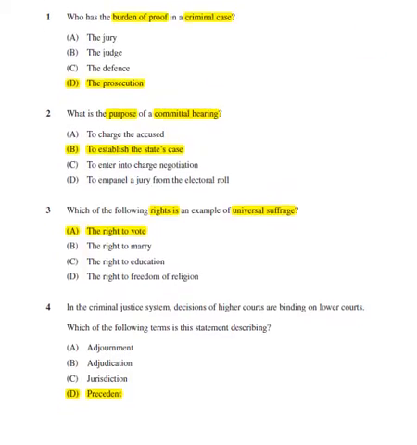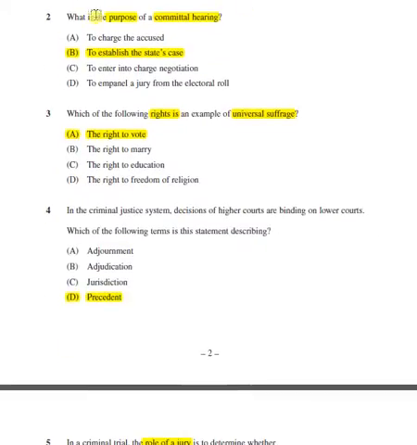For question 2, what is the purpose, a key word there, of a committal hearing. Now a committal hearing occurs before the actual trial, and what it does, as answer B states, is establish the state's case. If there isn't enough evidence to prosecute the person or have a chance of prosecuting the person, then the committal hearing won't turn into a trial. It will simply be dismissed.